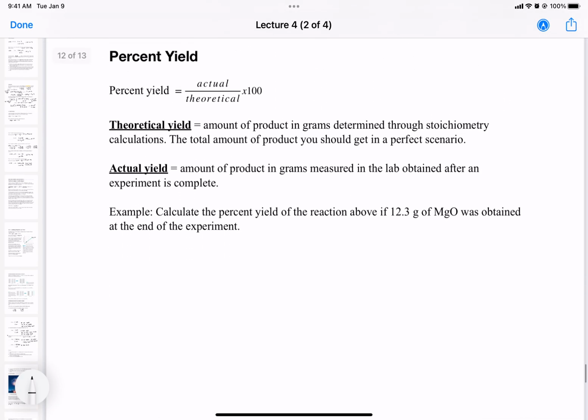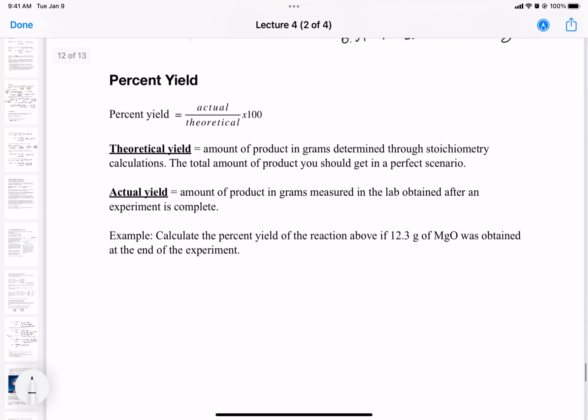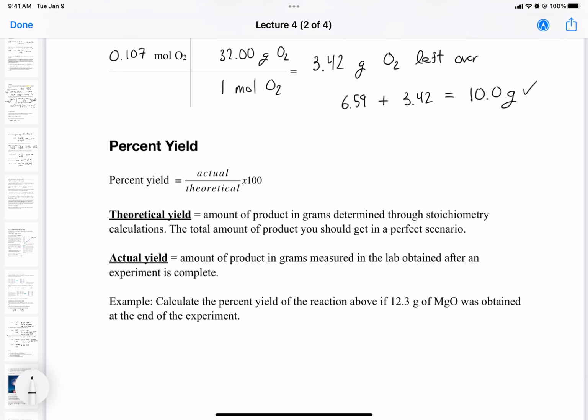All right. So for the last part, let's cover these two examples, and then we'll call it the end for today's lecture. Percent yield. So percent yield is actual yield over theoretical yield. So let's go over some of those terms. Theoretical yield is the amount of product in grams determined through stoichiometry calculations. So it's basically all the work we just did. That's the total amount of product you should get in a perfect scenario, say you can isolate or collect all the mass of product without any loss.